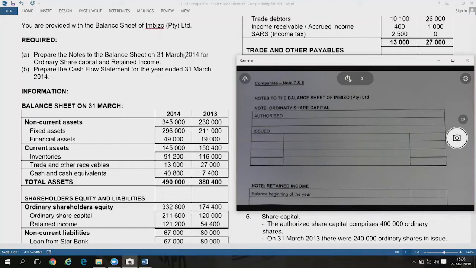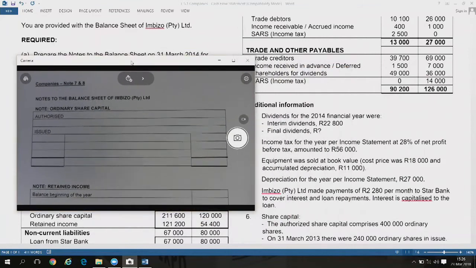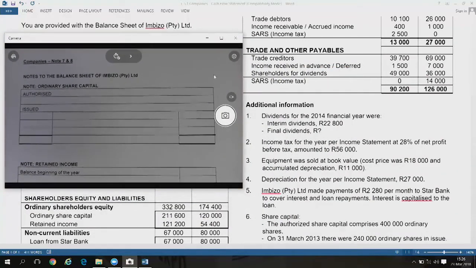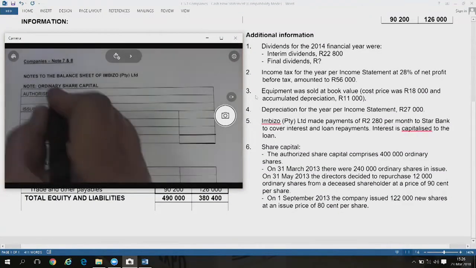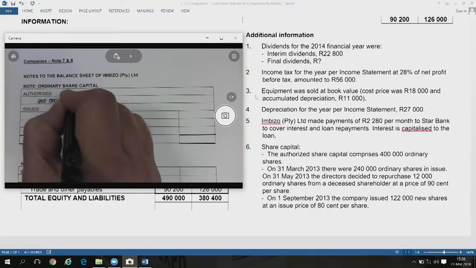I'm going to do it with all the notes, and then in the next lesson I will show you what you can do if they don't ask you all the notes. Okay, for the information here, we must go to information number 6, and that is there at the bottom, share capital. The authorized share capital comprises 400,000 ordinary shares. So authorized is 400,000 ordinary shares.